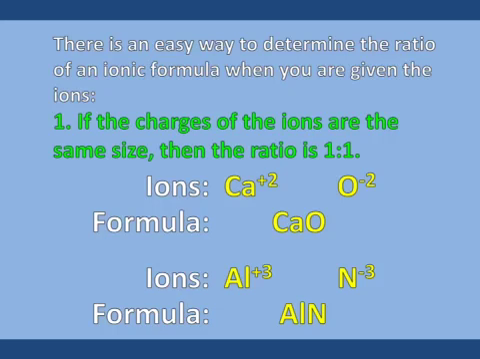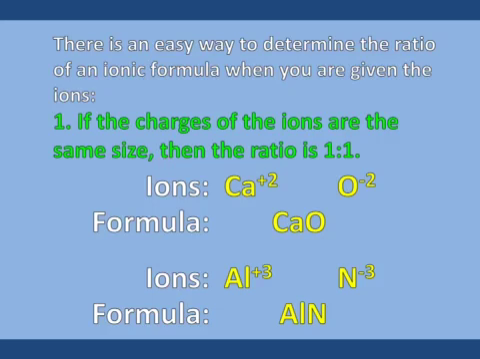Step 1 is if the charges, so that's the pluses and the minuses, if the charges of the ions are the same size, then the ratio is 1 to 1. So again, I want you to write down if the charges of the ions are the same size or the same number, you can put number in the place of size here, then the ratio is 1 to 1.